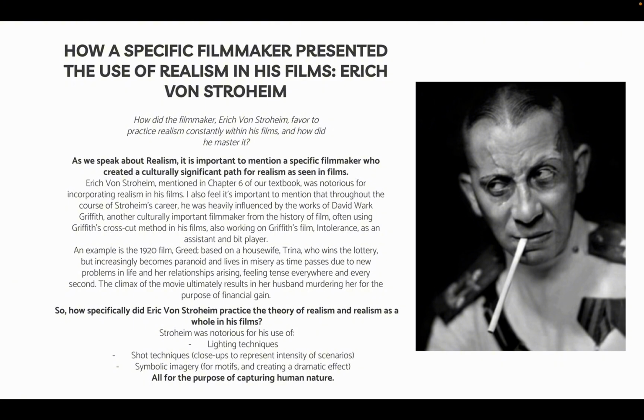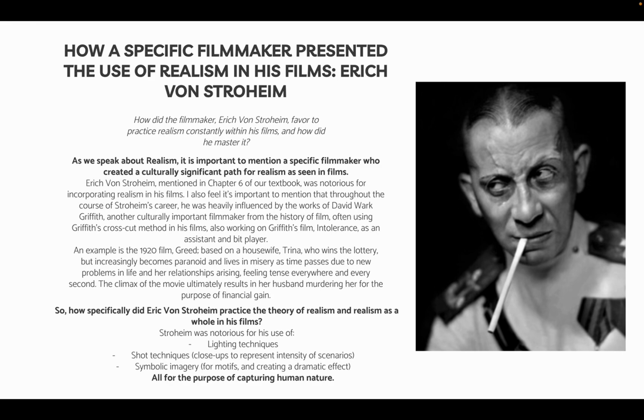But an example of the films that Eric von Stroheim used and incorporated realism in is his 1920 film Greed, which is based on a housewife, Trina, who ends up winning the lottery but ultimately becomes very miserable and paranoid because she is convinced that her husband and his friend are out to get her financially and are setting her up for failure and wanting to take her money. This ultimately becomes a very huge problem throughout her relationship and ultimately results in her husband murdering her for the purpose of financial gain.